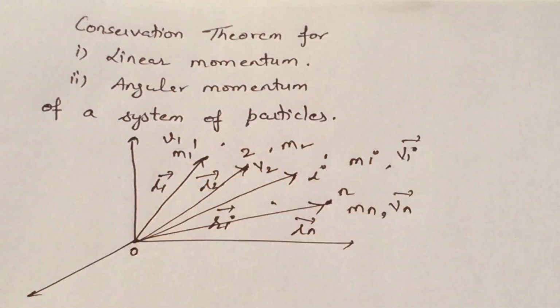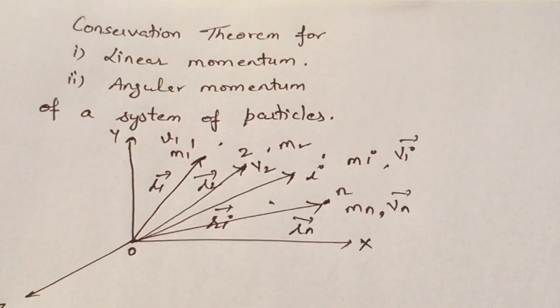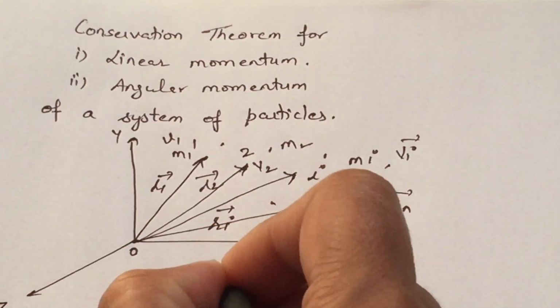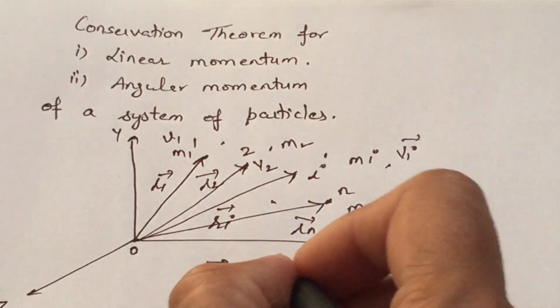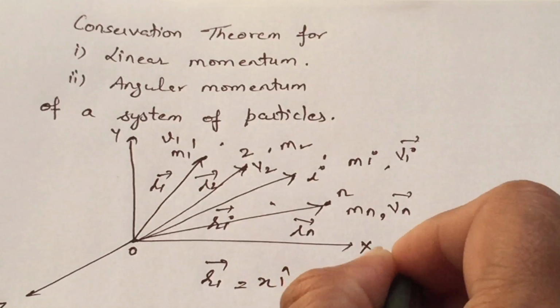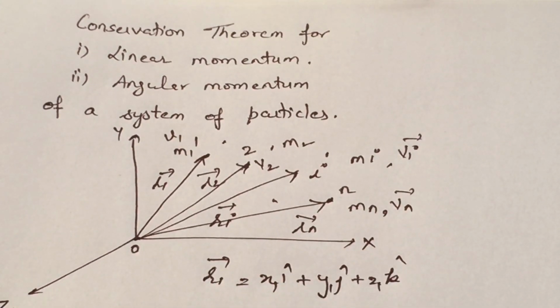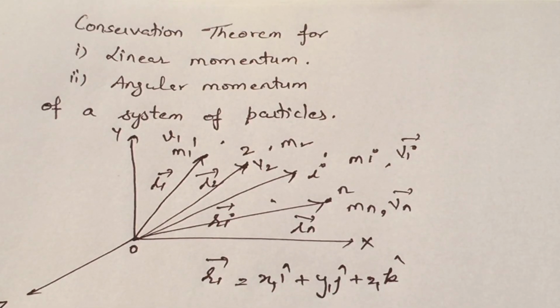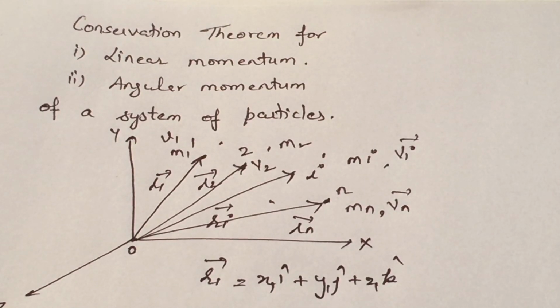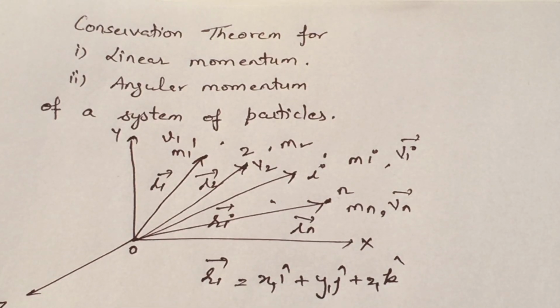And these are our three axes, x-axis, y-axis, and z-axis. Very well known that the position vectors are given in terms of x coordinate, y coordinate, and z coordinate. If we are discussing the first particle, we can give the corresponding coordinates as x1, y1, z1. Similarly, we can represent position vector r2, position vector ri, and so on, up to the position vector rn.